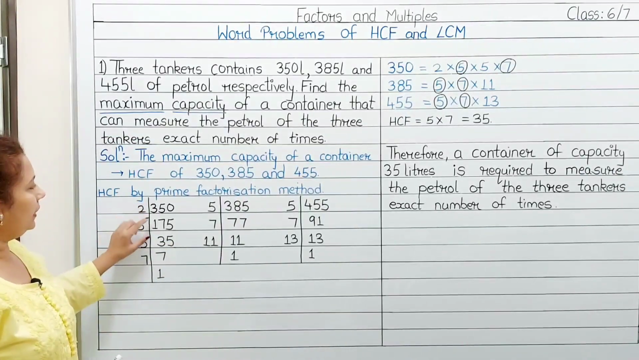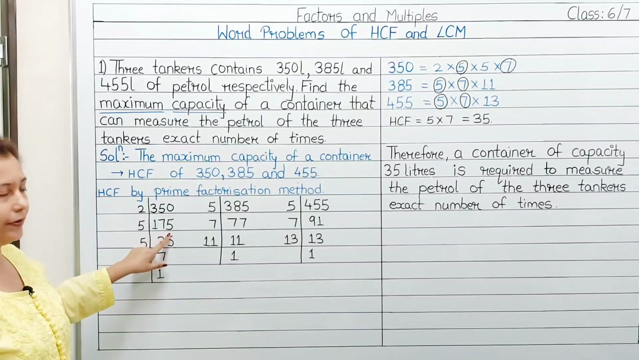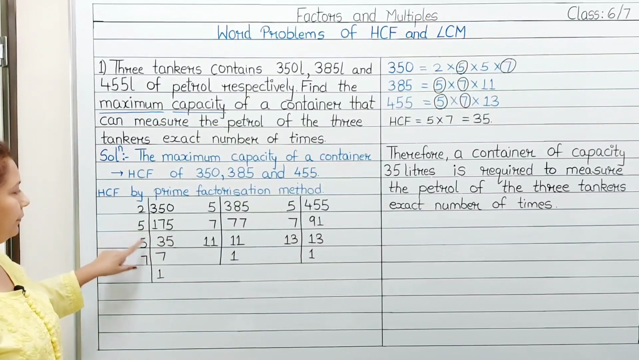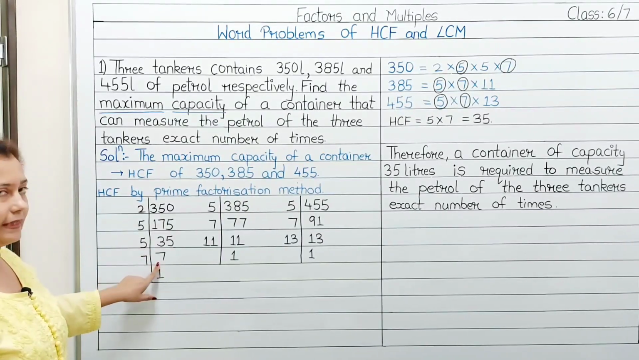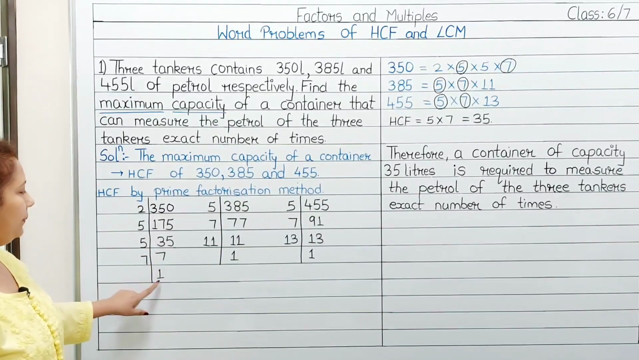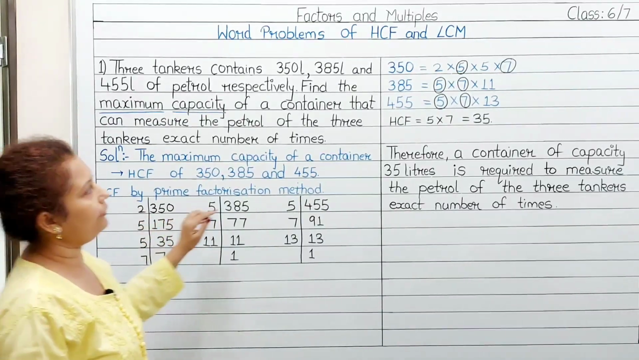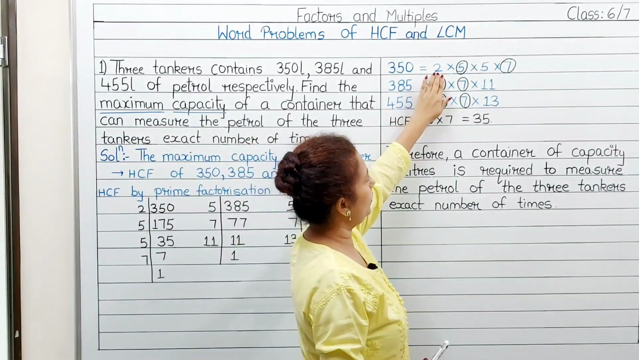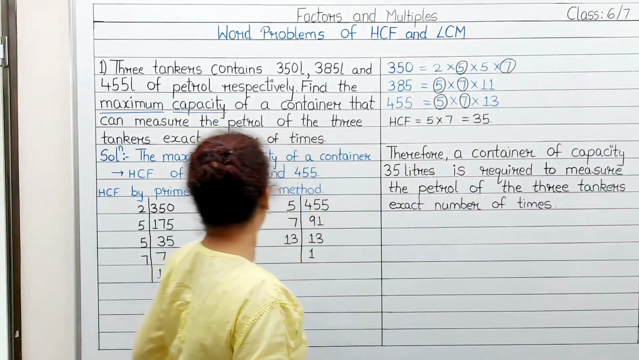So here 350, when we divide it by 2, we get 175. Again we divide by 5, so we get 35. 35 divided by 5 is 7. 7 divided by 7 is 1. So the factors of 350 are 2, 5, 5 and 7.